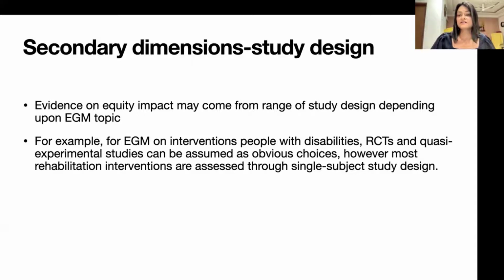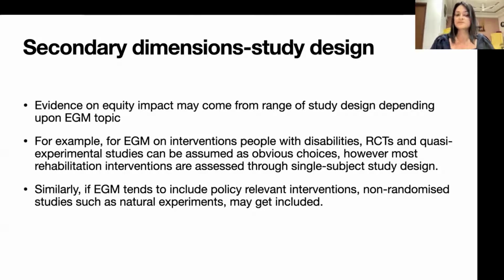However, if you look at the research that is out there on people with disabilities, most of the research on rehabilitation interventions is actually assessed through single subject design. So if we're not mindful of including this study design in our evidence and gap map, there's a possibility that we'll miss out on a number of studies, and it can be seen as an evidence gap, which is actually not the case.